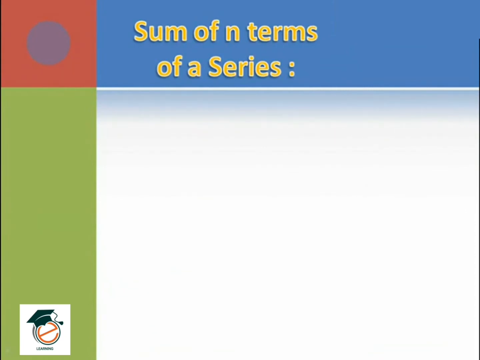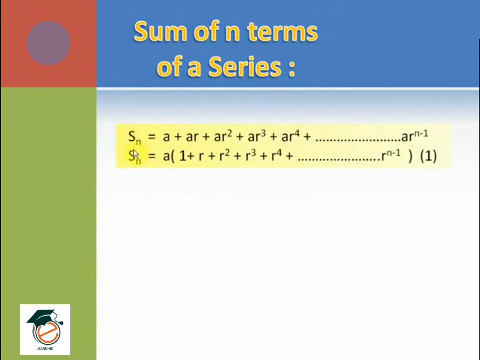Now the next part is the sum of n terms of a series. That is, if the n terms are in a geometric progression, then what is the sum of all these terms? Let us say that Sn, that is the sum of n terms, is equal to a plus ar plus ar square plus ar cube and so on up to a into r to the power of n minus 1. We take a as common, and what we get is Sn equal to a into 1 plus r plus r square plus r cube and so on up to r to the power of n minus 1. And let us say that this is equation number 1.